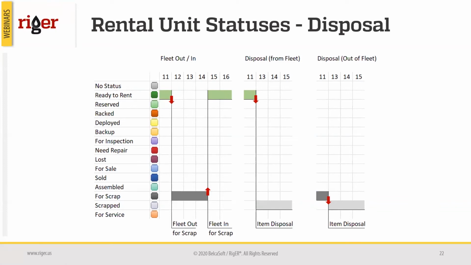Same thing with disposals. We use the rental fleet note and check the reason for scrap, and if it's for scrap, we can use it in the disposal document, item disposal. So it's pretty much the same approach, only with different purposes, and pretty much the same algorithm, and the company can use both simultaneously.